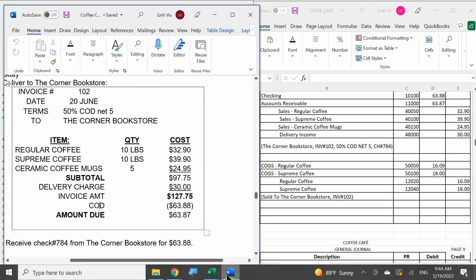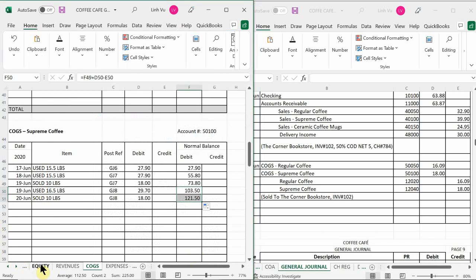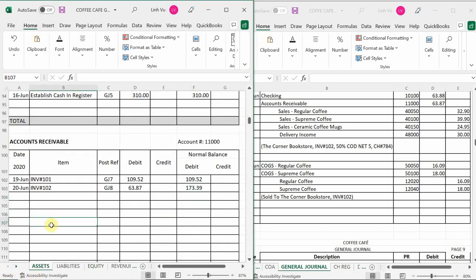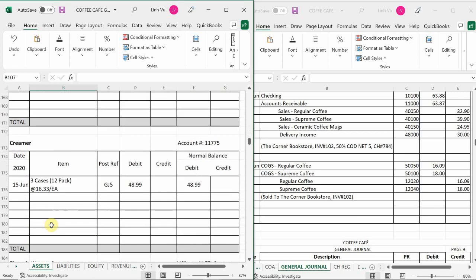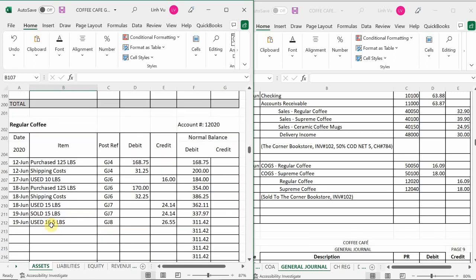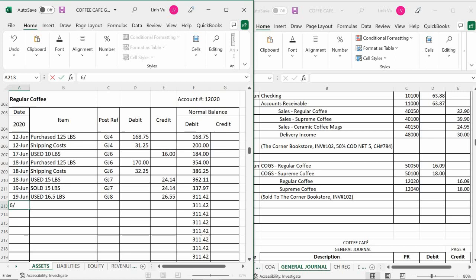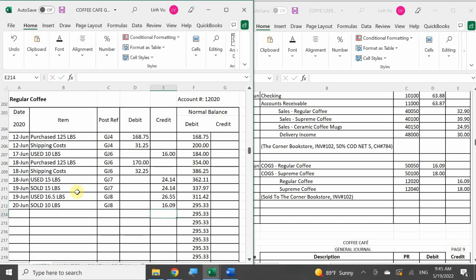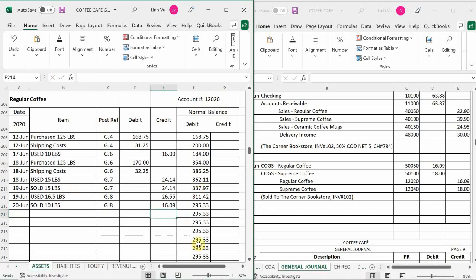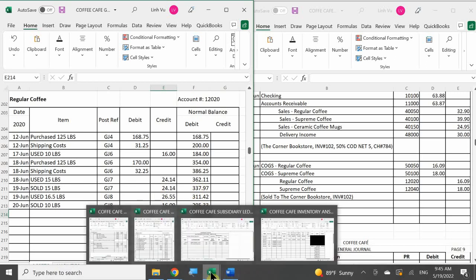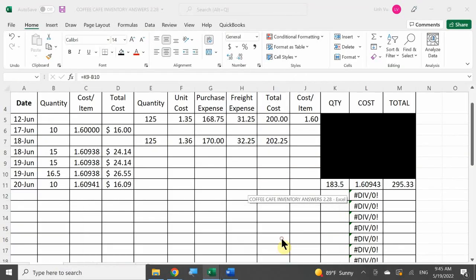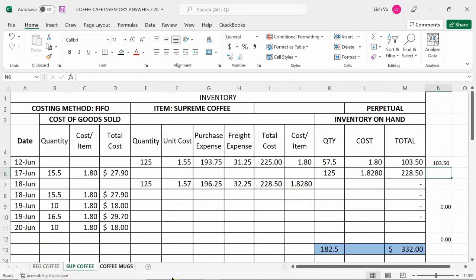Okay, and of course, I need to go ahead and update my inventory. Here's my regular coffee. I sold 10 pounds. So I should have $295.33 left. So let's go ahead and check that out. Does that match my inventory worksheet? $295.33. Yes, it does.